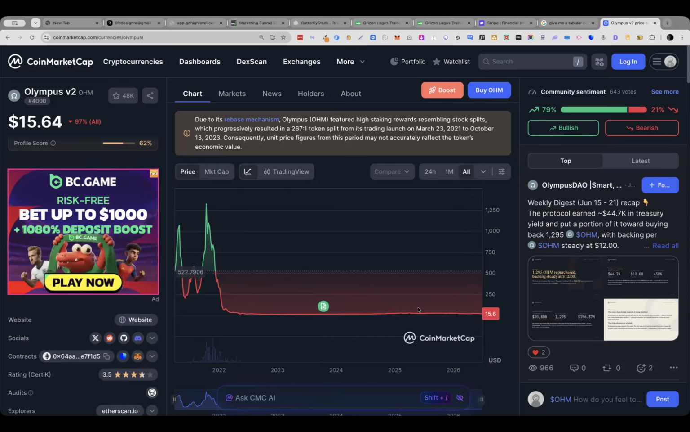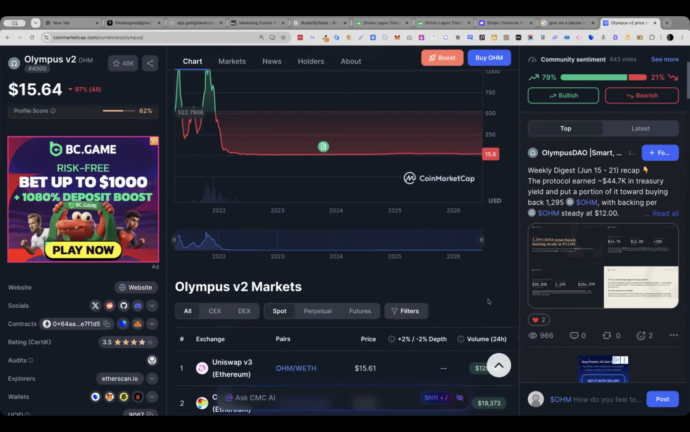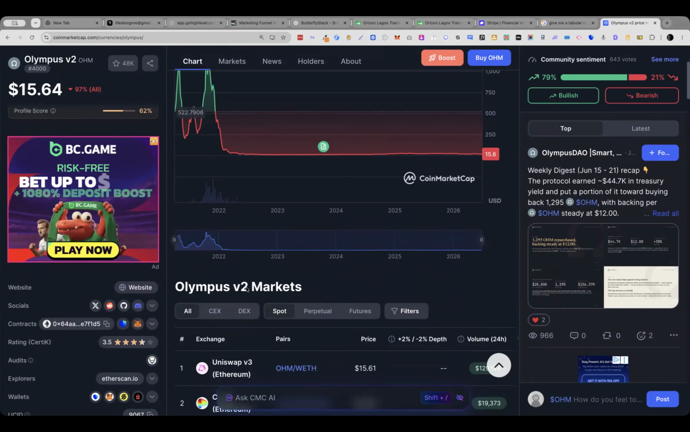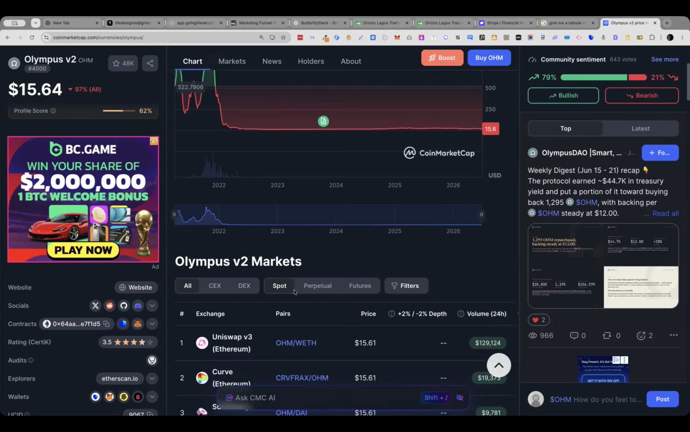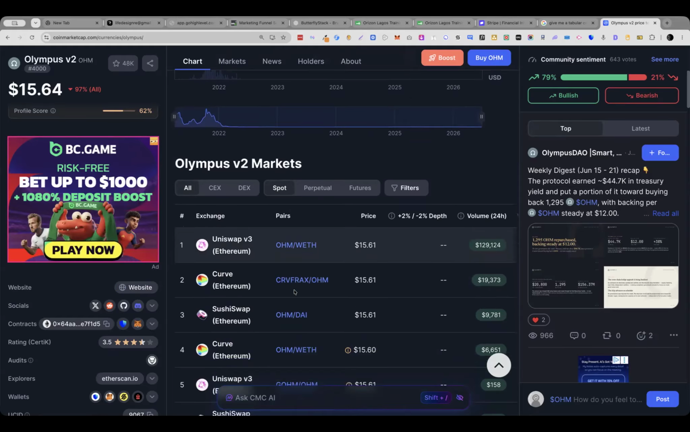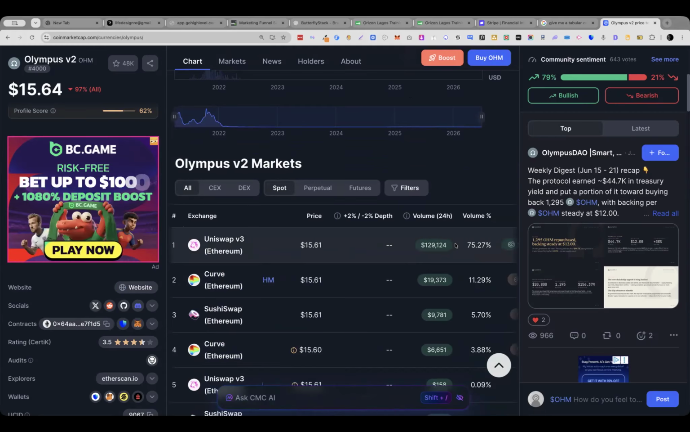So now, before we leave this page, two things you need to know. How do you check the liquidity pool of a project? When you come to CoinMarketCap, come to Olympus here, you see markets. So you see the name of the project and you see markets. Like this one, you say Olympus markets. You come here, and when you come here, scroll to the right.